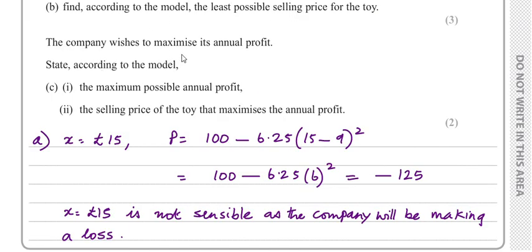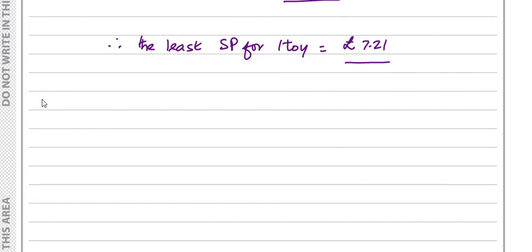The company wishes to maximize its annual profit. State, according to the model, (i) the maximum possible annual profit, and (ii) the selling price of the toy that maximizes this annual profit. So to find the maximum possible profit, what we need to write is, let's say P is equal to 100 minus 6.25 bracket x minus 9 square, rewriting the model.